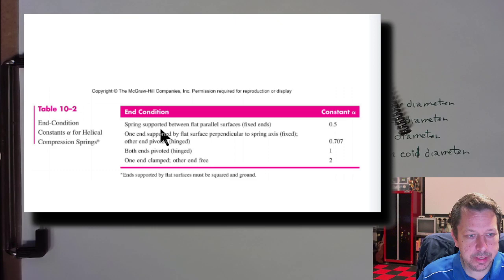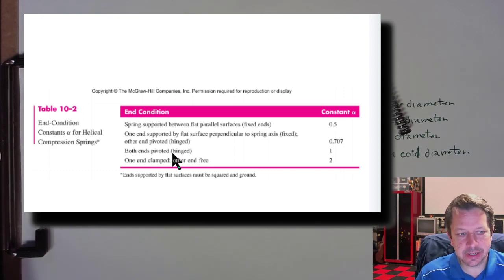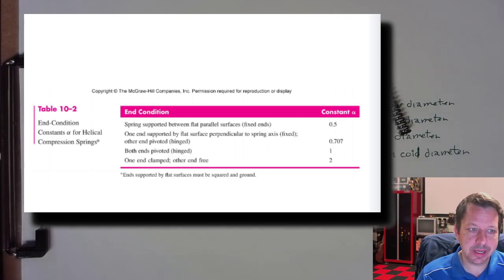So you've got one between flat parallel surfaces and they're fixed. So you put alpha equals 0.5. I actually used alpha equals 1 because to me they're not actually hinged. So we got to go back to our original picture. They're not literally hinged. There's not like a hinge up here, but they're also not clamped into this pocket either.